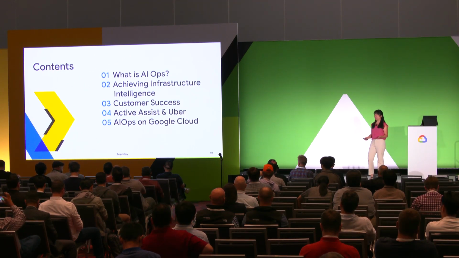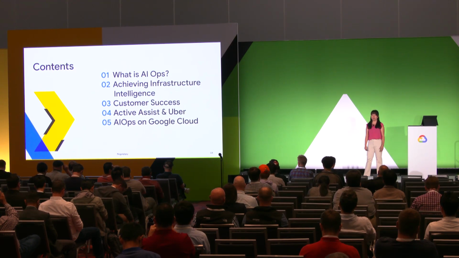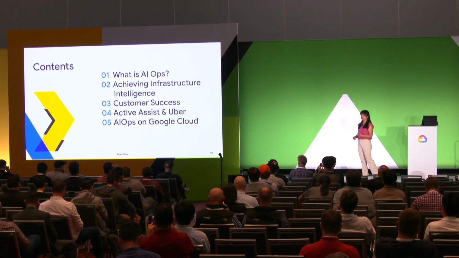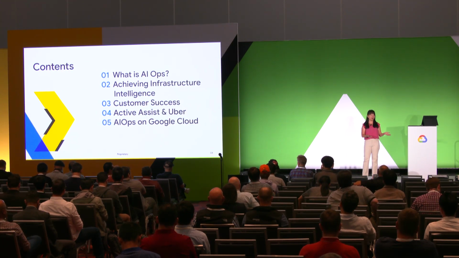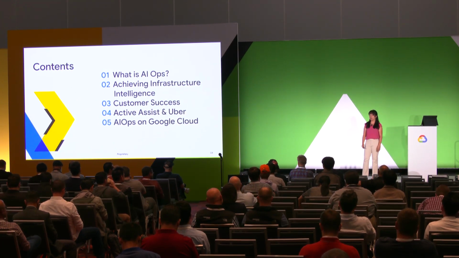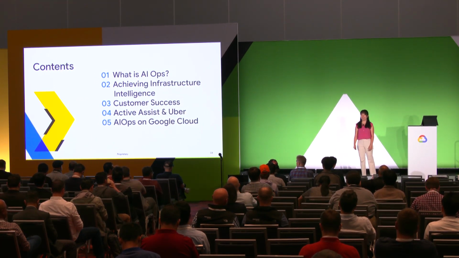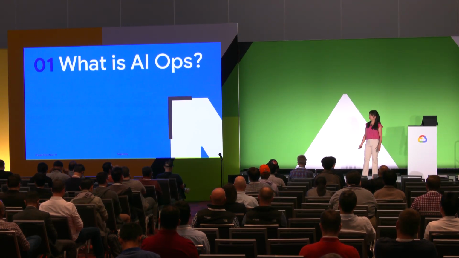In today's session, we'll cover a lot. We'll talk a little bit about what is AIOps. We'll talk about infrastructure intelligence. We'll give a customer example of how they were able to build a custom AIOps solution. Then we'll talk about how you can get started really quickly with AIOps with Active Assist. Michael from Uber will then join us to talk about his experience there. And then we'll give a little hint at what's to come on Google Cloud. And so with that, let's get started with what is AIOps.